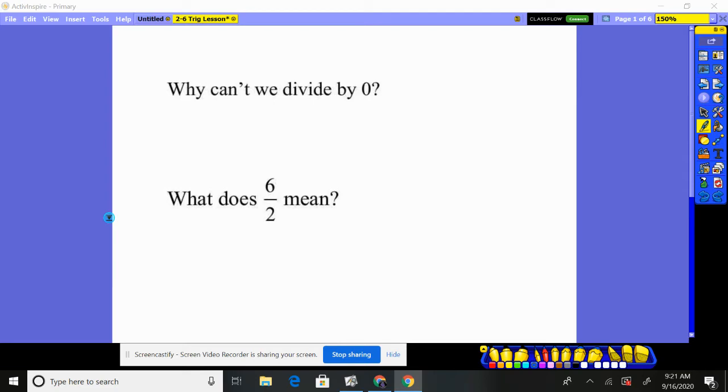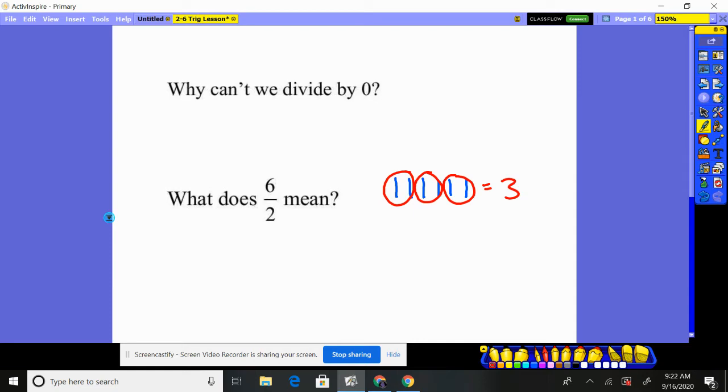So let's first think, what does 6 divided by 2 mean? Well, it means you have 1, 2, 3, 4, 5, 6 things, and you want to put them in groups of 2. So there's a group, there's a group, there's a group. We have 3 groups. Division is saying put them in groups of. The top is telling you how many you have. The bottom is saying put them in groups of.